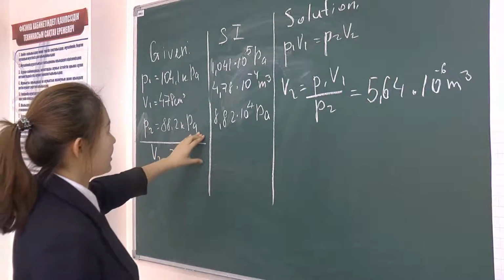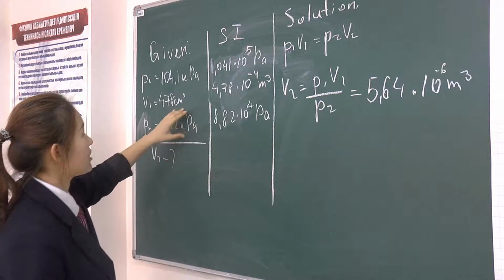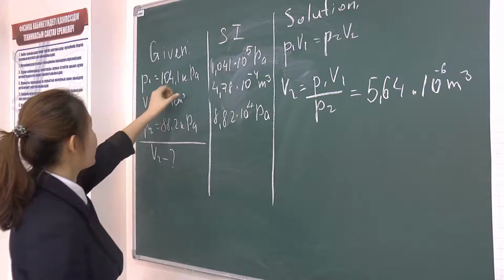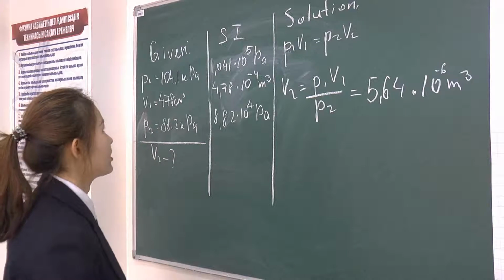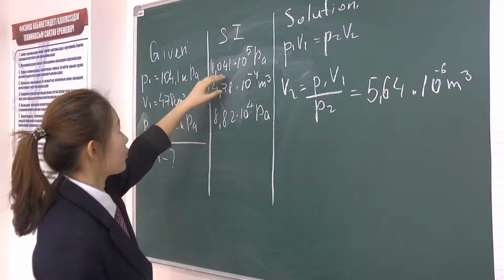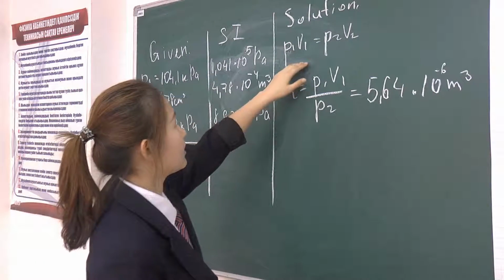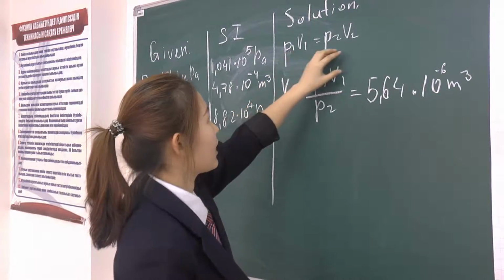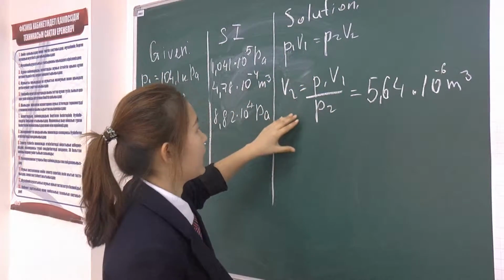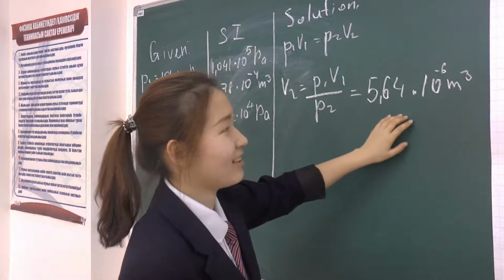This process is isothermal because temperature is always constant, and our units are not in the international system, so here we convert them. Then we just do not include the temperature in the formula, and we get this expression, and this is the answer.